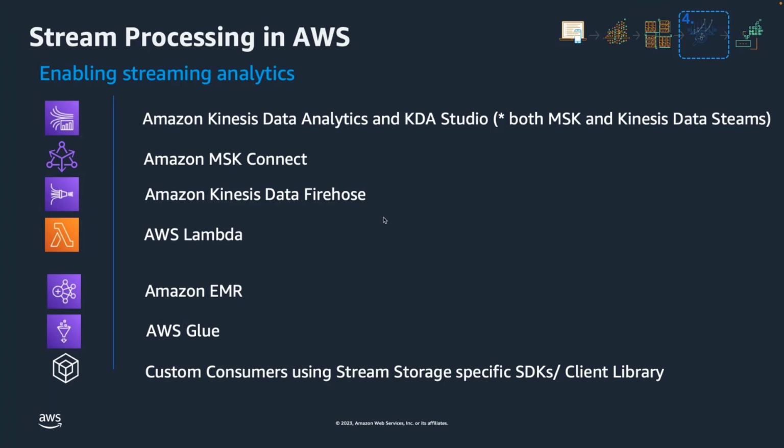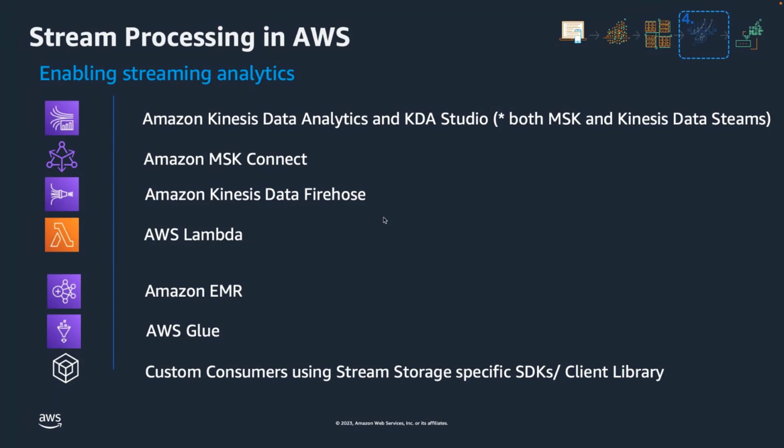At the very top, we have Amazon Kinesis Data Analytics for Apache Flink. In addition, we have something known as KDA Studio. Both of these work well with the previously mentioned stream storage options of Amazon MSK and Kinesis Data Streams. On the other side of the stream storage, like the front side, we can use MSK Connect as well. This allows lightweight transformations and sending of the data to downstream destinations.